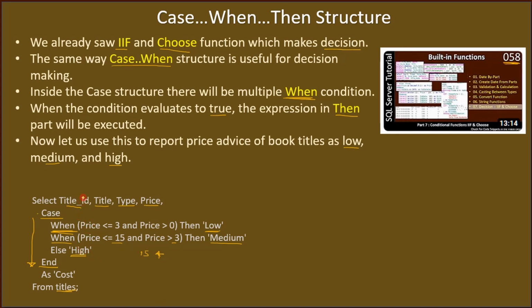So what happens, this will print title ID, title, type, price, and based on this price there will be one more column that will get printed as low, medium, or high. So that's all about this case structure. Let's go to the SQL Server Management Studio and see how it works.